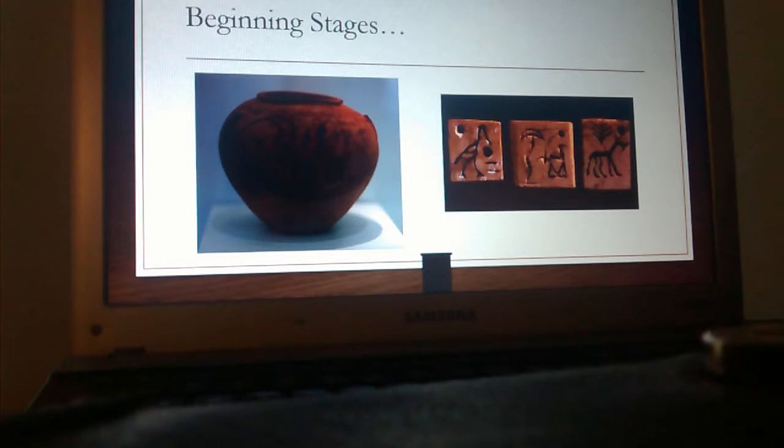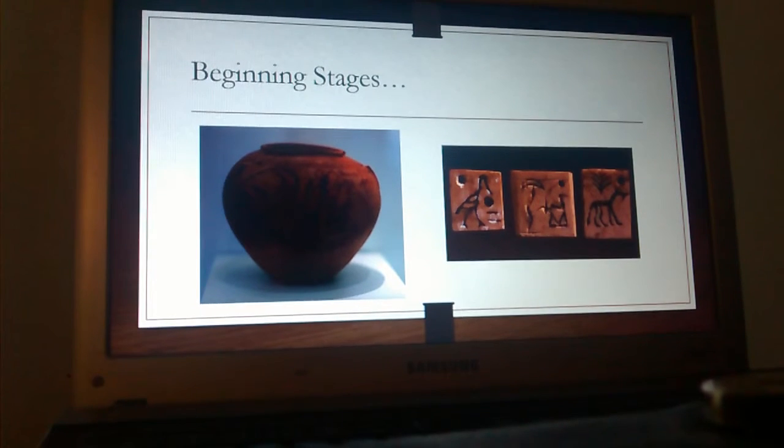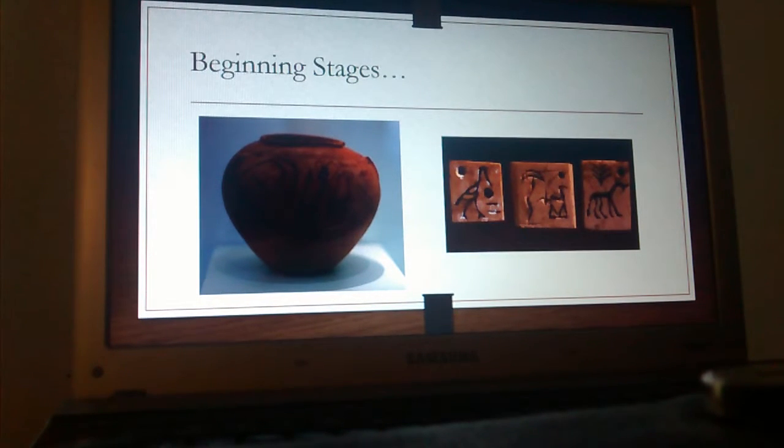Beginning stages. Above you can see two pictures of what started the hieroglyphic evolution. To the left is where Egyptians used pictures on pottery as self-expression. On the right are square tags used as labels on containers or cattle. These pieces are dated from 3400 BC to 3200 BC.